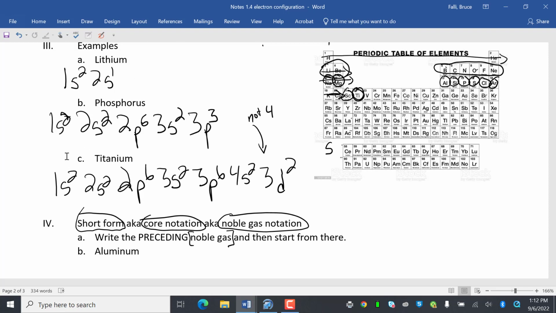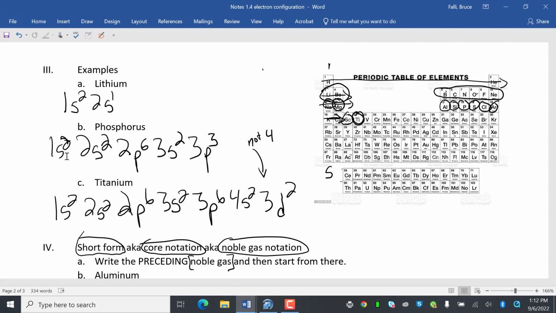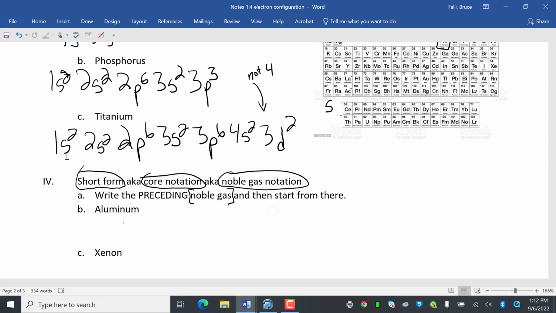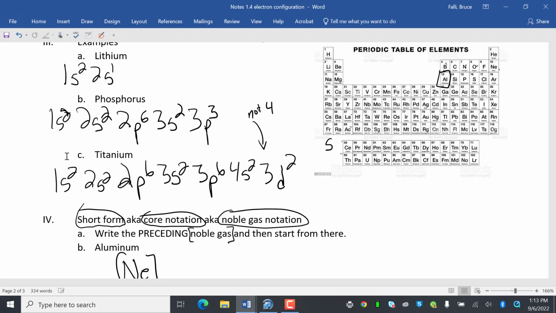So I'm going to look for aluminum. Erase my periodic table again. Find myself some aluminum. Boom. Aluminum's number 13. My preceding noble gas is neon. So write neon in brackets and then continue. So neon took care of this, 11 and 12. Third row, S block 2. And then I got 1. Third row, P block 1.